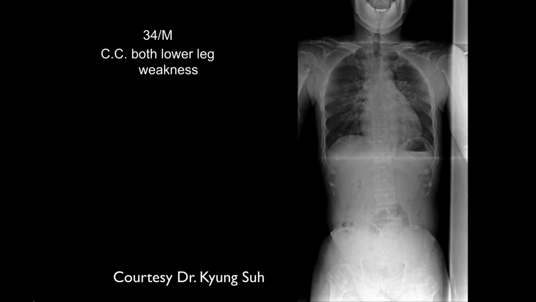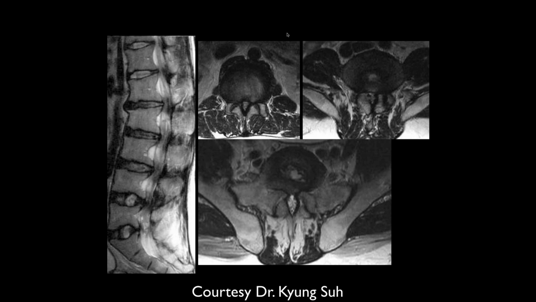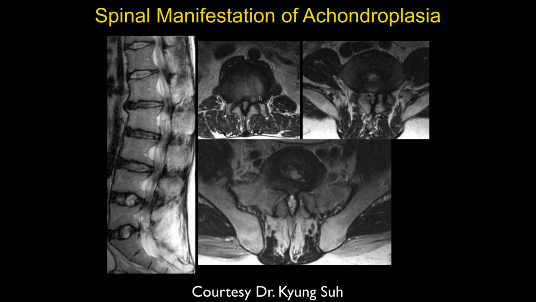Let's see, Shiv, what do you think of this case? A 34-year-old man complains of both lower leg weakness. So we have a plain film. It looks like there could be some squaring of the vertebral bodies, maybe. They look sort of weird in morphology, I guess. The pelvis looks okay. Okay, so this one looks like there's short pedicle length and there's scalloping of the posterior vertebral bodies, which you can see in achondroplasia. Good. Achondroplasia.